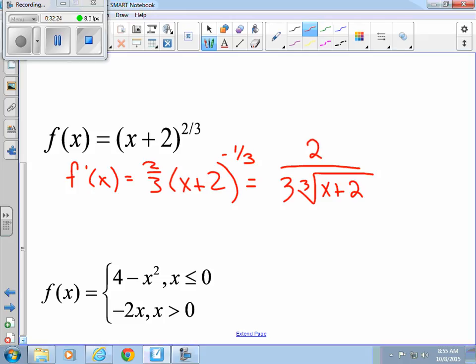When are fractions equal to 0? What makes a fraction equal 0? The top, when the top is 0. Is 2 ever equal to 0? No. So this is never equal to 0. Is it ever undefined? When is it undefined? When the bottom is 0. Is that still a critical value? Yes. So negative 2 is a critical value.